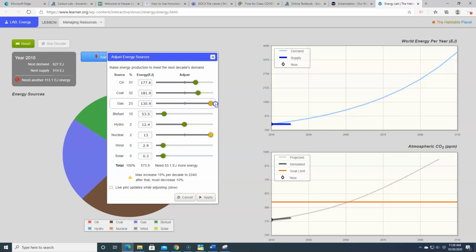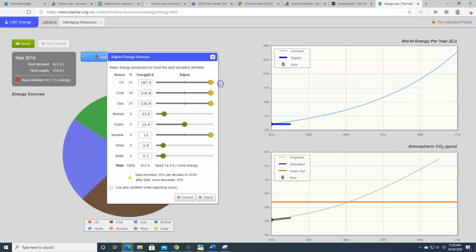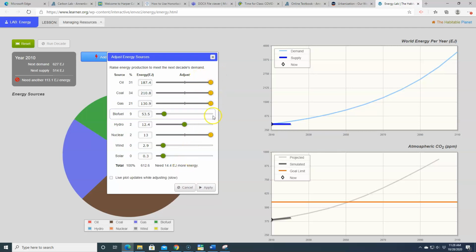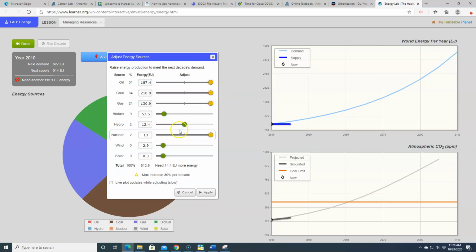And you'll notice that some of these you'll max out on, right? So you can only increase them up to 40%. That's the most that you can increase them in any given decade. And again, some are 40, some are 30, some are 15. It just depends on the energy source.